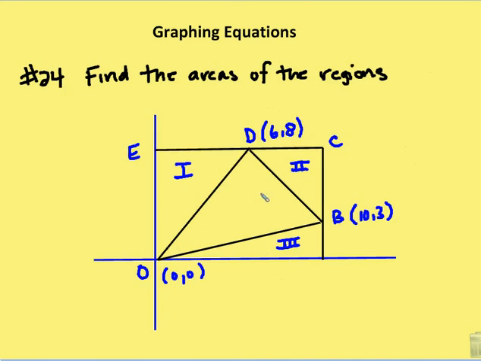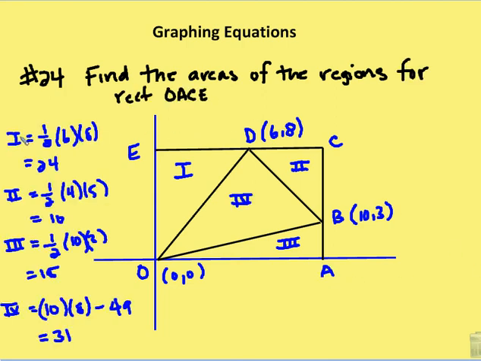In the final question, I'm asked to find the area of the regions 1, 2, and 3, and then finally to find out the area of triangle ODB. And so what I'm going to do is find out the area of 1, 2, and 3, and subtract the sum of those areas from the rectangle EC, we'll call this AO.